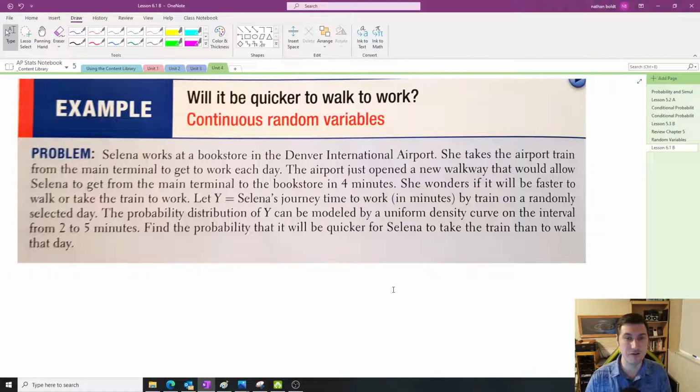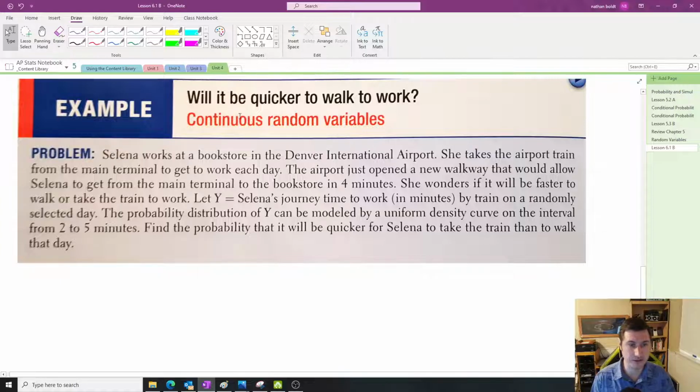lens of random variables. So Selena works at a bookstore in the Denver International Airport. She takes the airport train from the main terminal to get to work each day. The airport just opened a new walkway that would allow her to get from the main terminal to the bookstore in just 4 minutes. She wonders if it will be faster to walk or take the train to work.